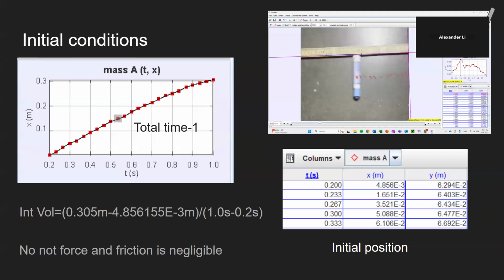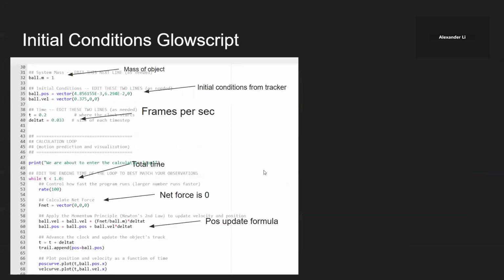So initial conditions. My total time was 1. And then this is my initial position, which is 4.856 times 10 to the negative 3. And then this is how I got my initial velocity. I took my final point and subtracted the initial point. And also here, force and friction are negligible.